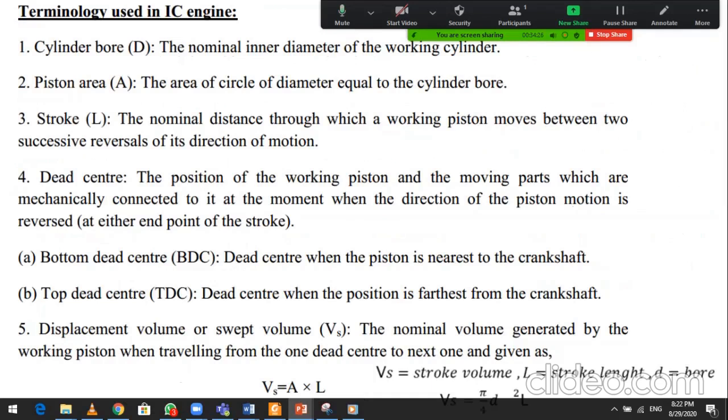Okay, displacement volume or swept volume, denoted by Vs, is the nominal volume generated by the working piston when traveling from one end center to the next, given by swept area into L. Swept volume is the stroke volume, where L is the stroke length and D the bore. So swept volume is the bore area, pi by 4 D square, into L. Okay, so from here you can see the area and swept volume. If any problem is given, you can solve it using this equation.